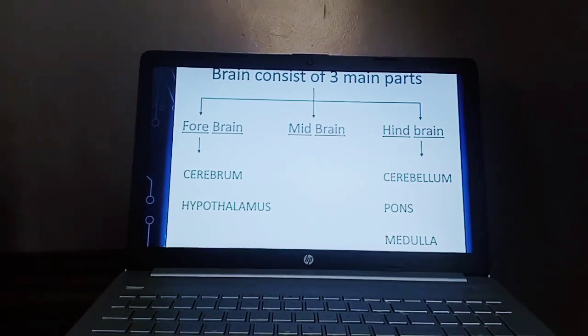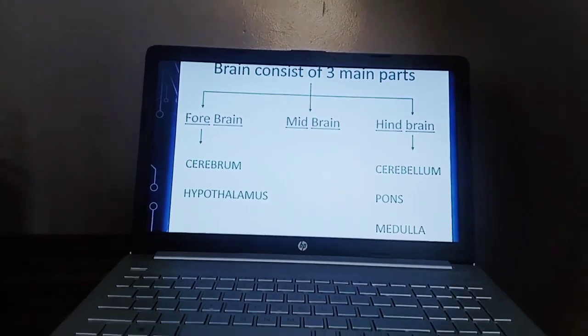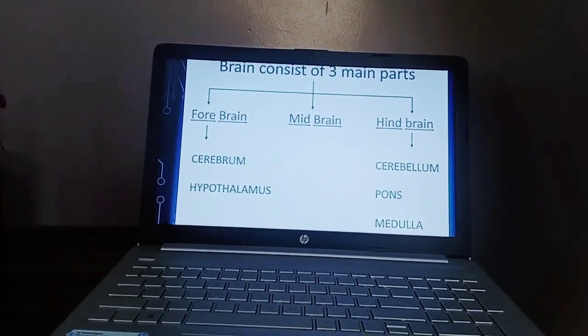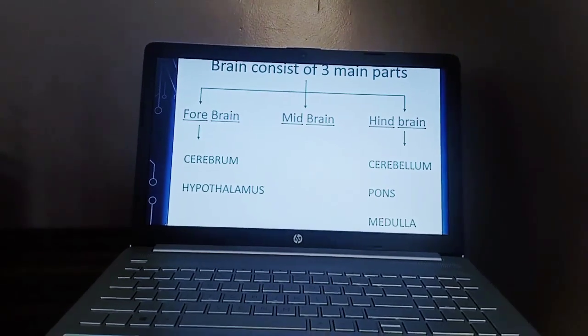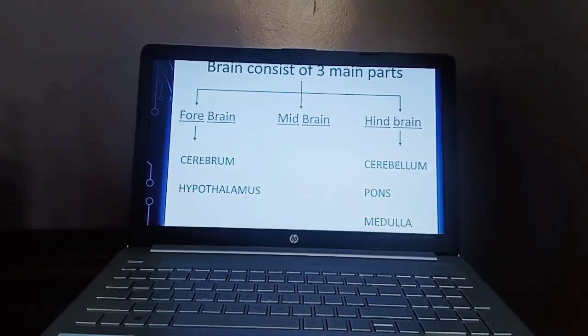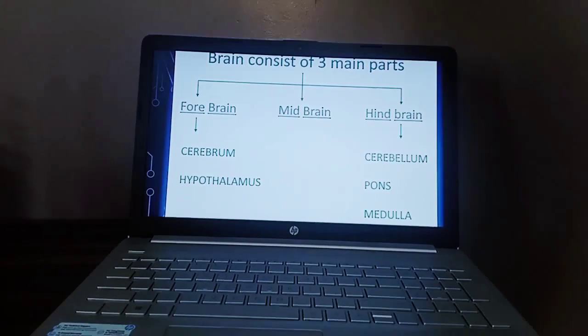Human brain is the main thinking part of the body. Different regions of brain are responsible for different inputs and outputs. We have three main parts of the brain: the forebrain, the midbrain and the hindbrain. As the name suggests, the forebrain is the forward brain, the midbrain is the middle brain and the hindbrain is the lower brain. Forebrain has two parts, cerebrum as well as hypothalamus, and hindbrain has three parts, cerebellum, pons and medulla. Now let's take a look into cerebrum.